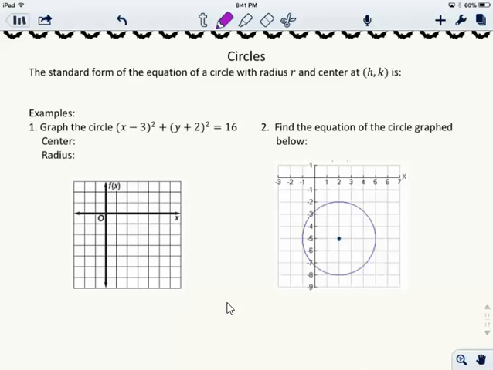Good evening, everyone. Today we're going to be talking about circles. To start, the standard form of the equation of a circle, given radius r and center at (h, k), where h and k are numbers, is: x minus your h value squared plus y minus your k value squared equals radius squared.